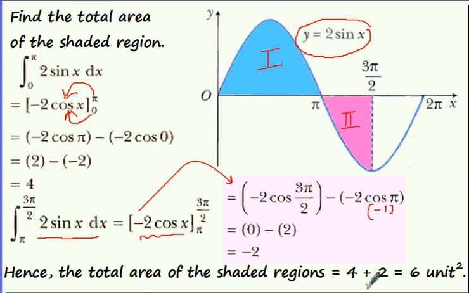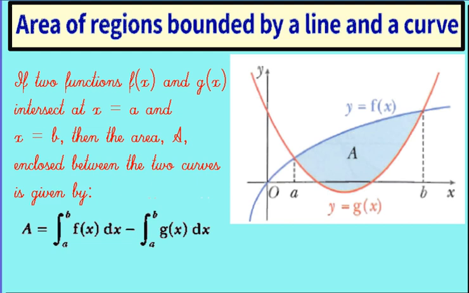So the total area will be 4 plus 2, because area we don't write negative. So it was 4 plus 2, 6 square unit. Here we learn again area of regions bounded by a line and a curve. This is a curve, this is also a curve. So now we'll learn about line and curve, but these are two curves. So what is happening here?